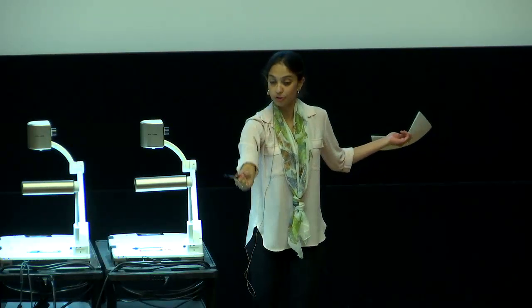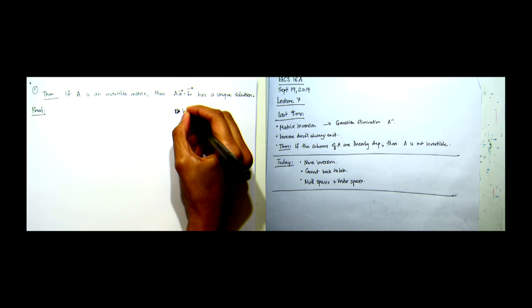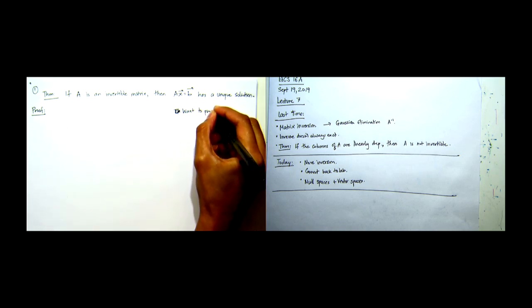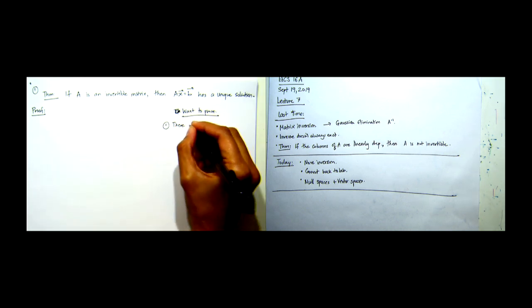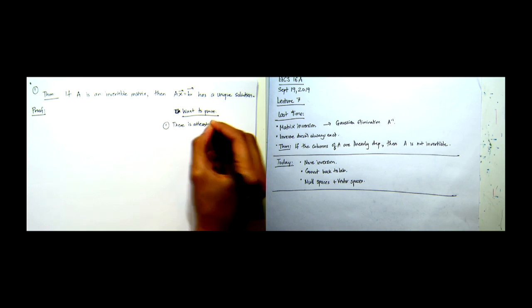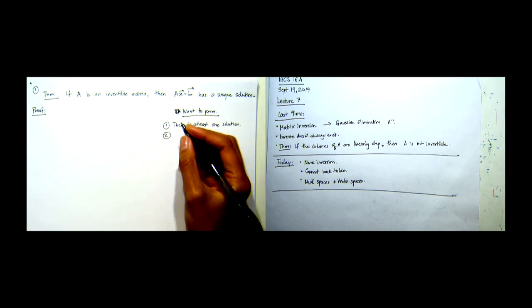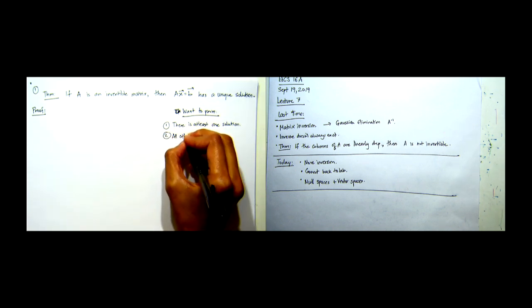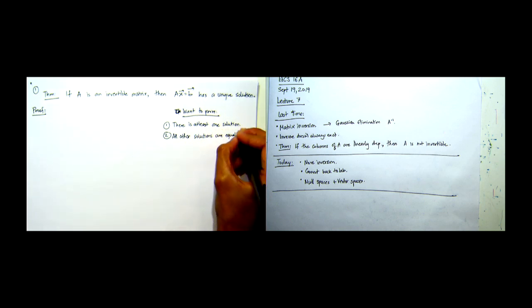If your friend comes and says, hey, guess what? You thought it was unique, but here I found another one. You have to be able to prove that the other solution is exactly the same as what you had. So in terms of the end of this, what you want to prove is two parts. One is that there is at least one solution. And second is that all other solutions are equal to this.